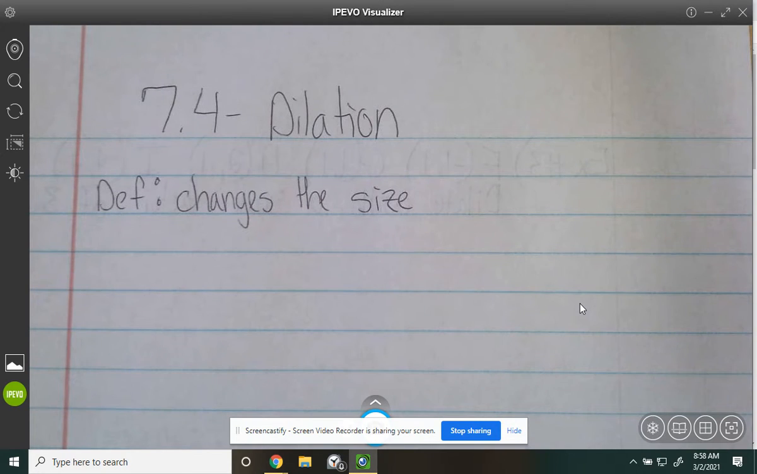You guys have probably heard of dilation like with your eyes. Sometimes you go to the eye doctors and you get your eyes dilated. It makes your pupils bigger. That's where this word comes from.